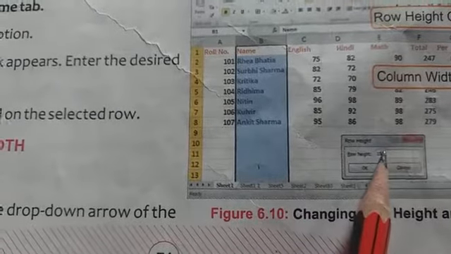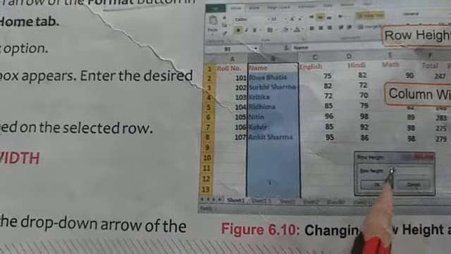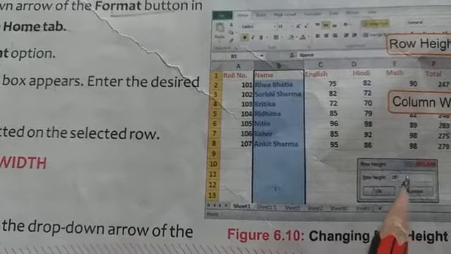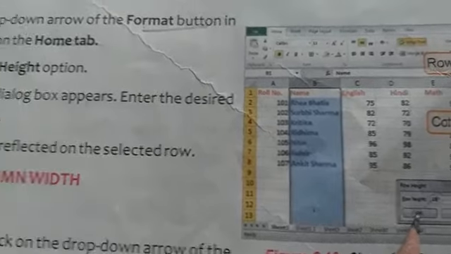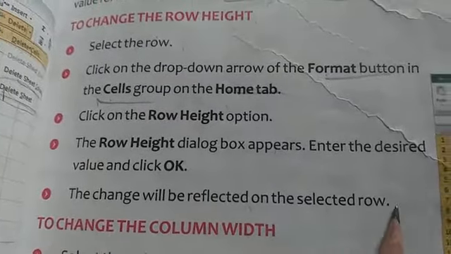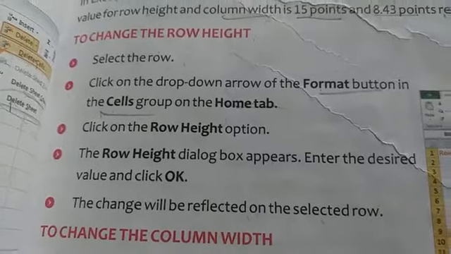So here you can type the value, and according to that your height will be changed. After typing the required value, you have to click on OK. So now the change will be reflected on the selected row. According to that you can see the change on the selected row.